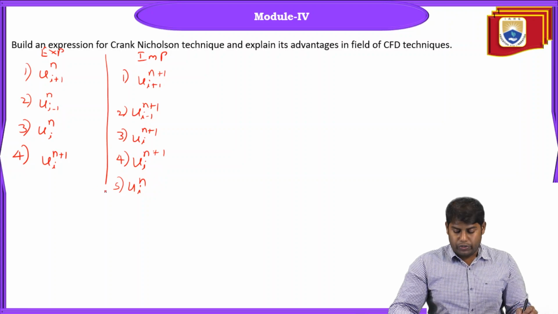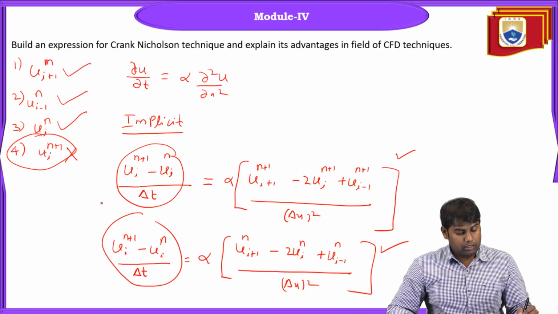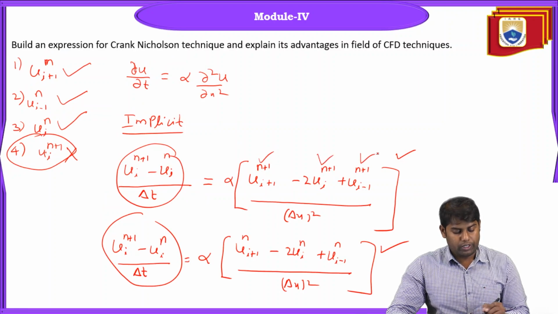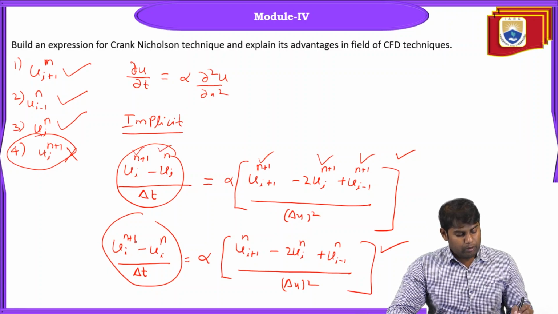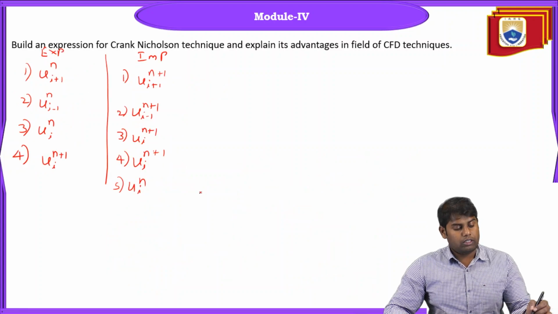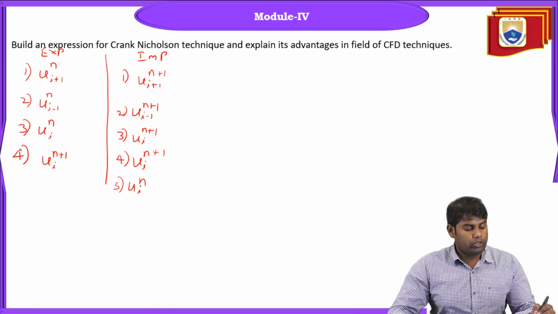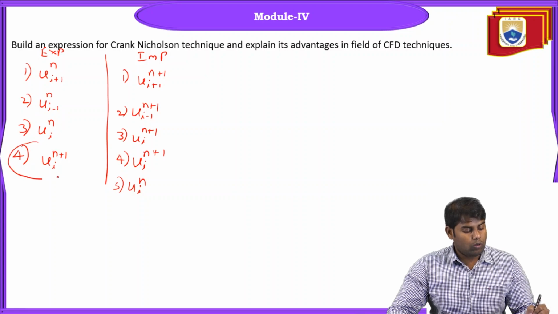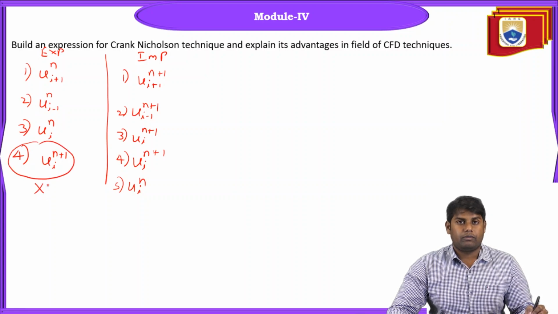If you see, here 1, 2, 3, 4, 5 different parameters are available. But for the explicit, 1, 2, 3, 4 different parameters are available. Out of these, the fourth one is the only unknown parameter we have. We don't know this. The first parameter we know, the second one we know, and the third one we know.